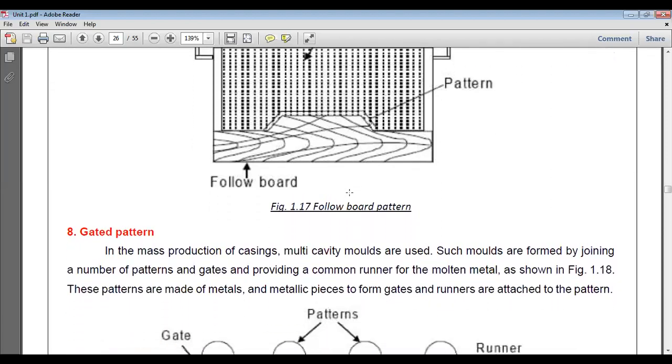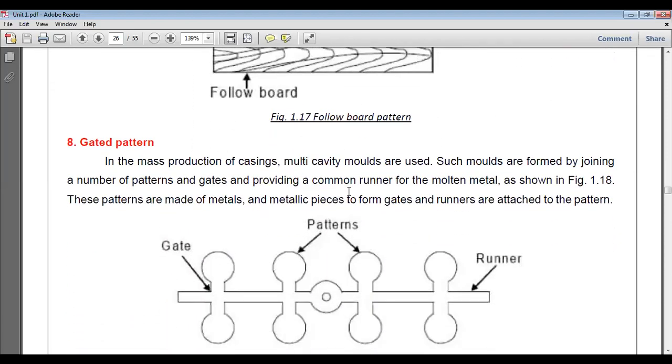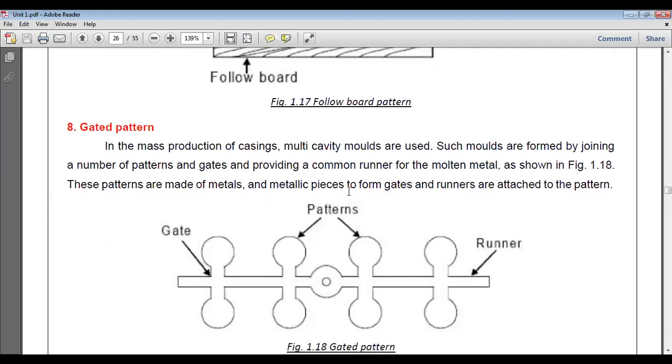Gated patterns, when there are gates on the patterns, many gates are given, you can see a number of patterns are there, and gates are given there. These are gates, in gates, molten metal. This is runner, molten metal coming from either the left side. Molten metal enters either from left or right side, and if it is coming from the left side, it enters into this pattern. Similarly, metal moves here to this pattern, then going here, this pattern, this pattern.